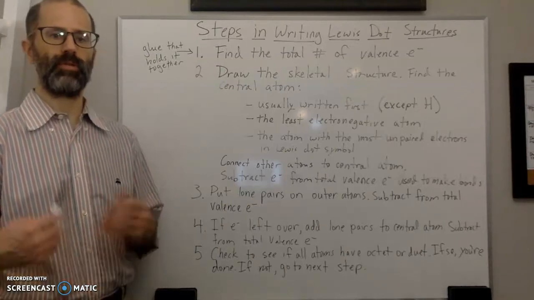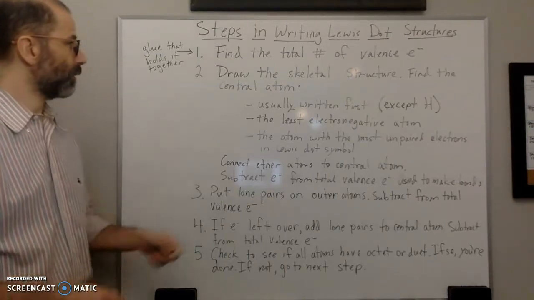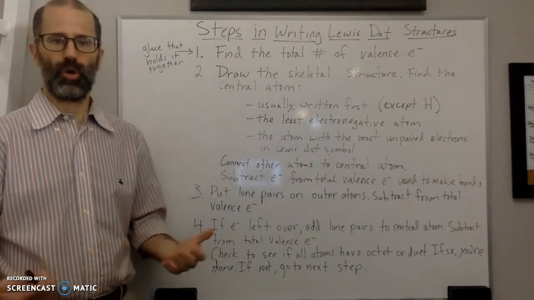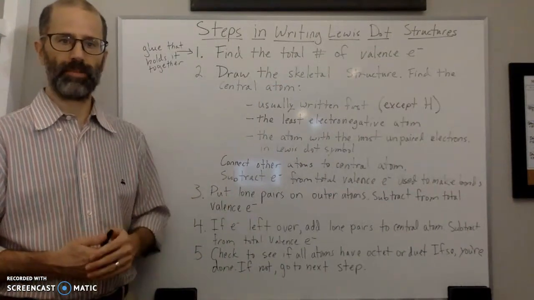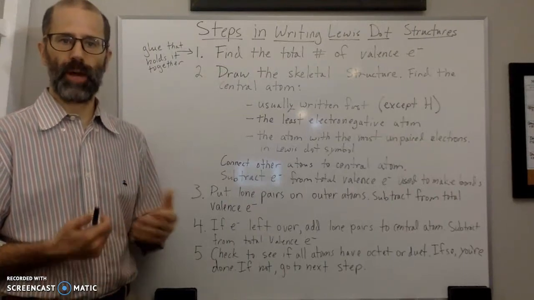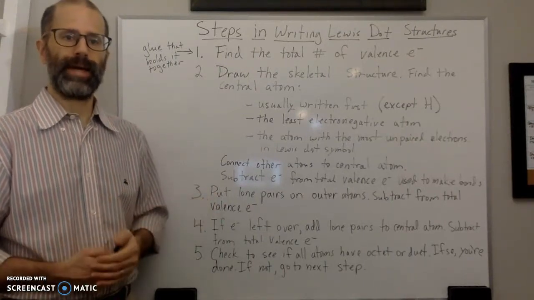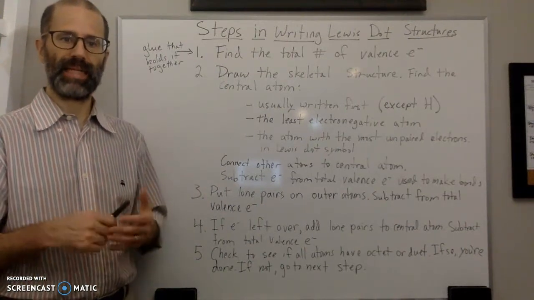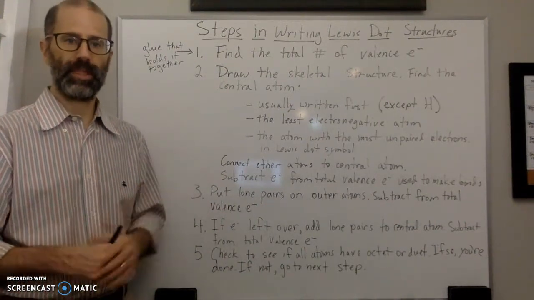This will apply to anything that has a molecule that has a charge. Okay, so what are the steps? The first step is you need to find the total number of valence electrons. So you look up all the atoms that you have in your particular molecule or ion, and you look up their valence electrons for each atom in the ion, and you add them together.